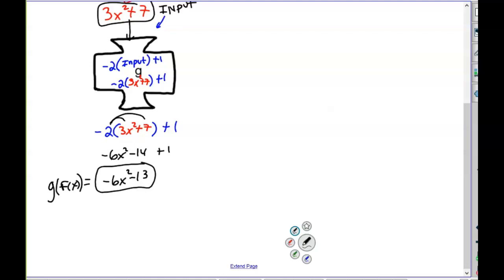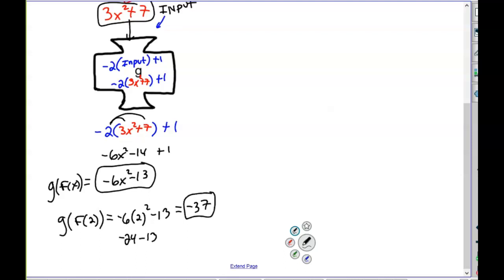So what was the inner layer? The inner layer was f. The outer layer is g. And now, instead of doing just f, if I wanted to evaluate a point, I don't have to do it in 2 separate steps. I have the answer all condensed. I can just plug in 2 into that equation. So now that's negative 4, negative 4 minus 13 is negative 30.